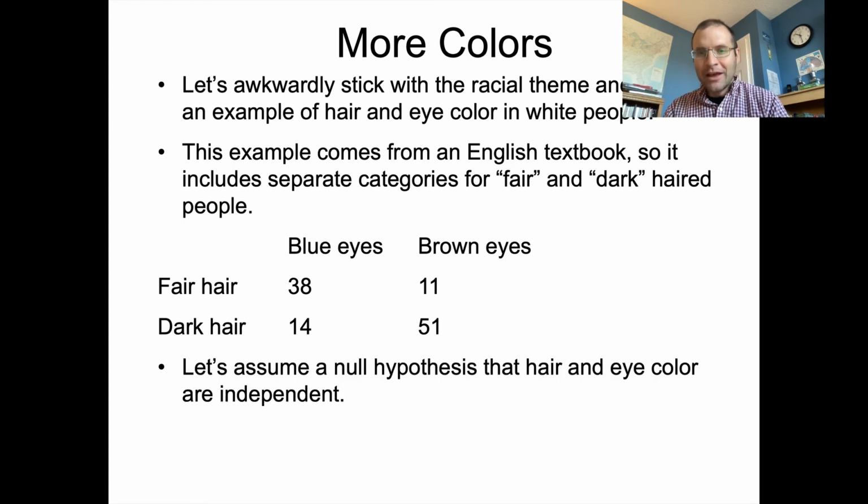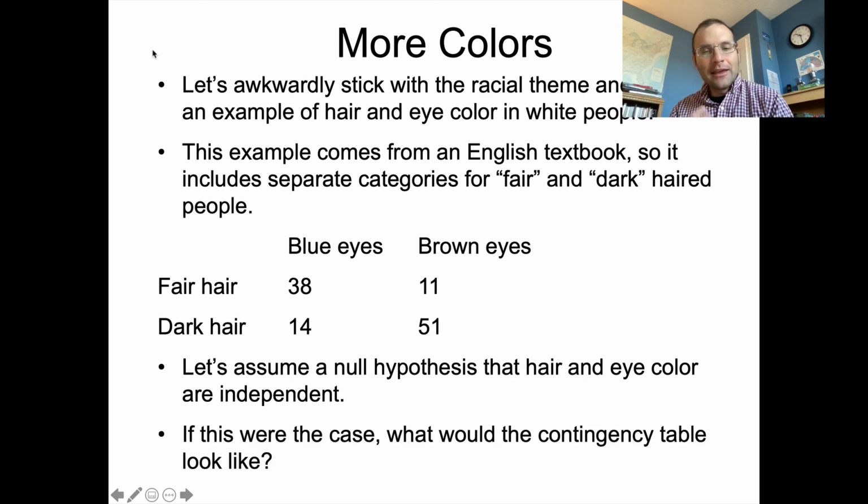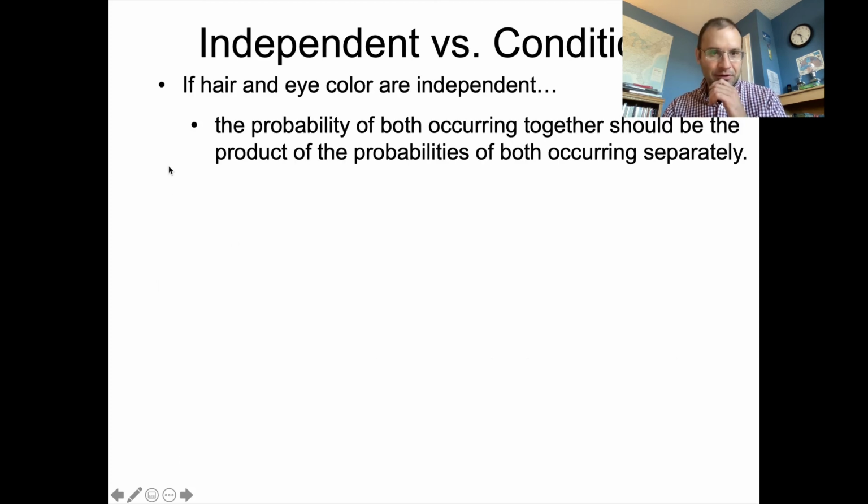Okay, so we're going to assume a null hypothesis that hair and eye color are independent in this group of people. What we want to find out is whether or not that null hypothesis is correct or not, basically. So if the null hypothesis were true, what would the contingency table look like? And this is just going to use the principles of probability that we've talked about heretofore.